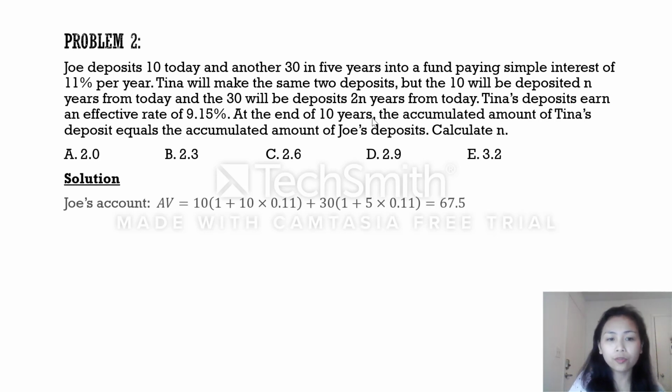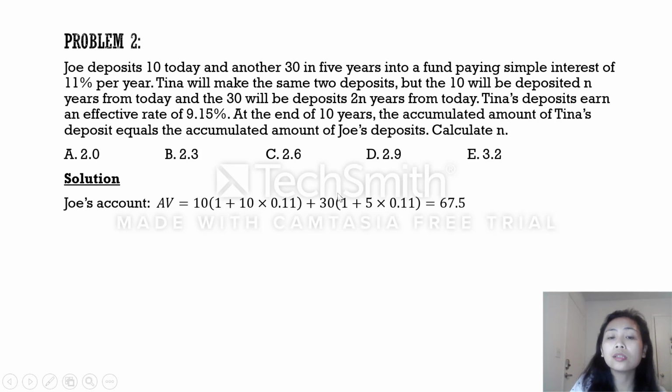So solution, first we look at Joe's account. Joe deposits $10 today and another $30 in 5 years, using simple interest rate. So the first $10 from today goes to 10 years later, that means t equals 10. So we use 10 times 1 plus 10 times 0.11, because the accumulation function of simple interest is 1 plus t times i, or i times t. So here t is 10 and i is 0.11.